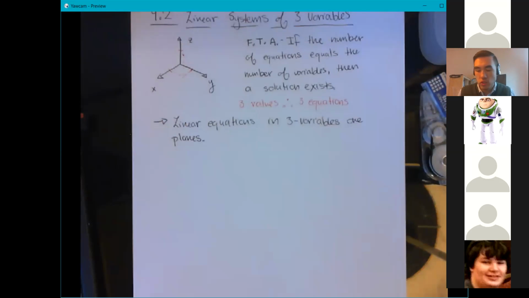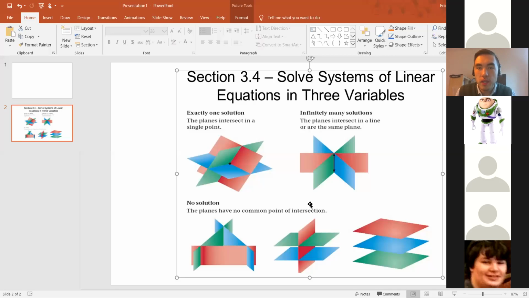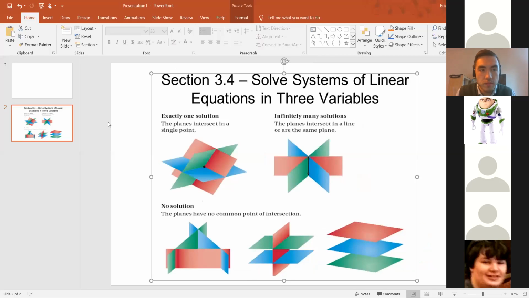When it comes to these equations in 3D space, we have more possibilities than that. And so instead of drawing something poorly on the board, I got a slide ready for this part of the lesson. Let me go ahead and switch my screen share over to that. Okay. So here's what we're looking at when it comes to systems of 3 equations.